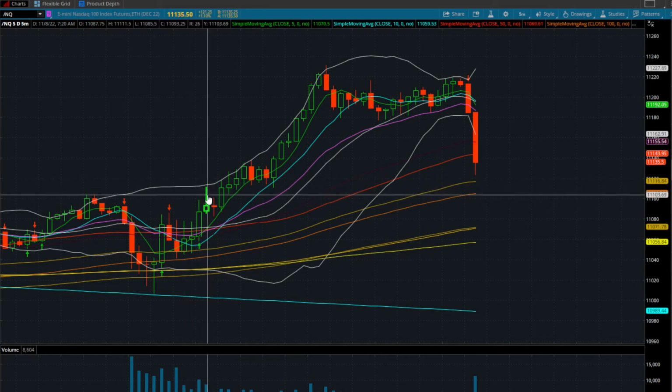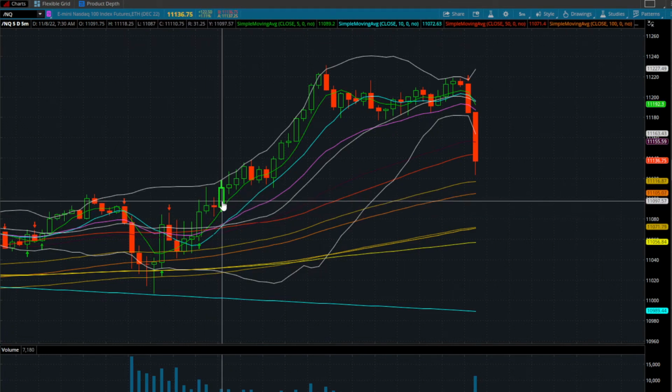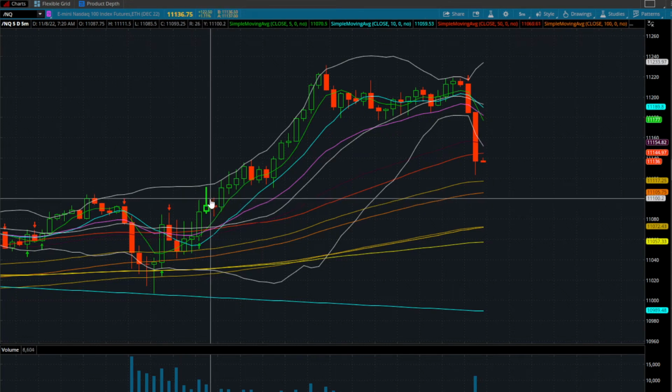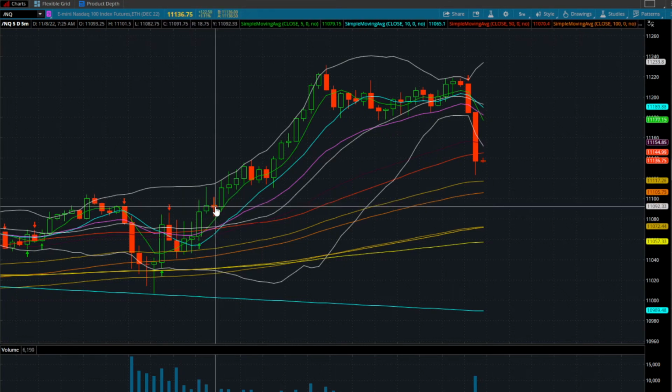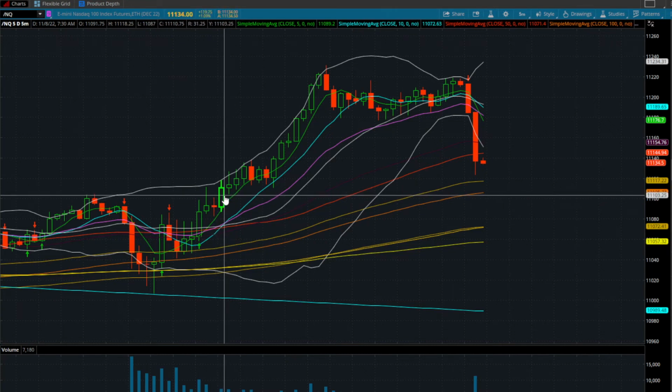Ended up selling on this wick here when we pulled back and we did not lose the 5 SMA. And when this candle here at 7:30 not only confirmed this top wick here on the pullback candle, and that price was around 11101, I did get long again.